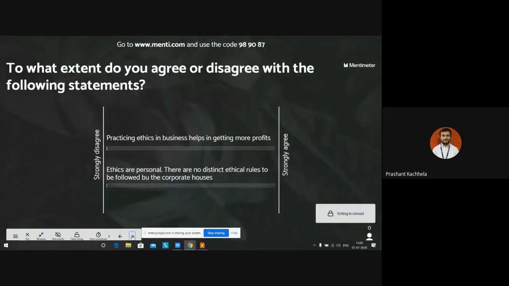Now the second question is like this. To what extent do you agree or disagree with the following statement? These are the statements. It says that practicing ethics in business helps in getting more profit. If you agree or disagree, you have to select on the basis of the scale. The scale will lead you to strongly disagree or strongly agree. You have to rate this first statement in that way. The second statement is ethics are personal. There are no distinct ethical rules to be followed by the corporate houses.